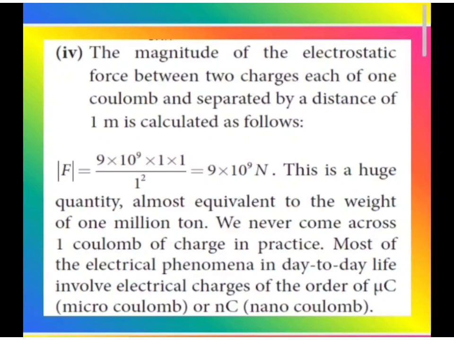Let us calculate the magnitude of the electrostatic force between two charges, each of 1 coulomb, separated by a distance of 1 meter. Let us assume the value of charge Q1 is equal to 1 coulomb, the value of charge Q2 is also 1 coulomb, and the distance between the two charges is equal to 1 meter. Then the electrostatic force is given by 9 into 10 to the power of 9 into 1 whole divided by 1 squared. We get 9 into 10 to the power of 9 Newton.